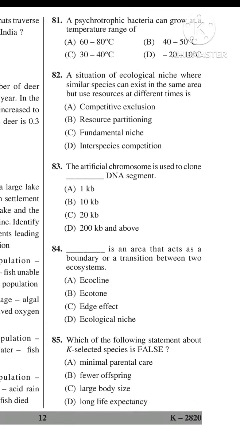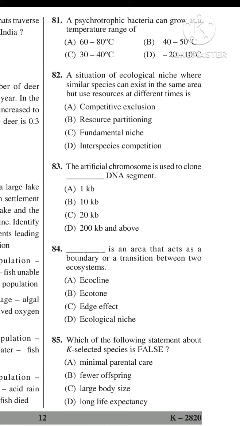Next, question number 81. A psychrotrophic bacteria can grow at a temperature range of. Look at the options and you can easily answer. See, only one option is given in -20, -10. The remaining are all given in plus. So you have to think wisely. Here the first three options are wrong. The right answer is -20 to -10 degrees Celsius. Psychrotrophic bacteria can grow at a temperature below 0 degrees Celsius. So therefore the right answer is -20 to -10 degrees Celsius.